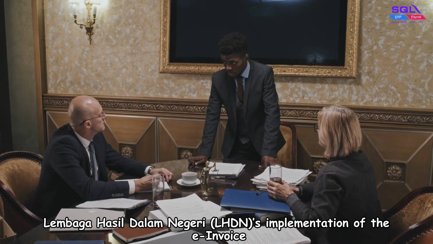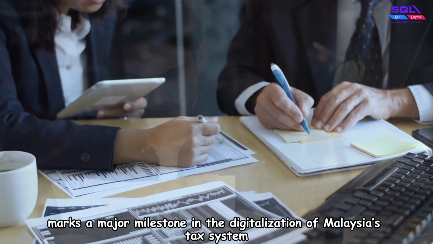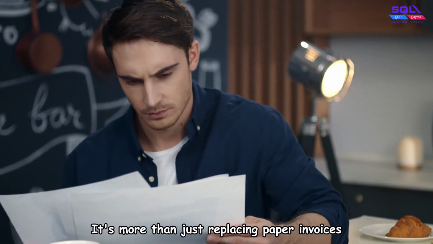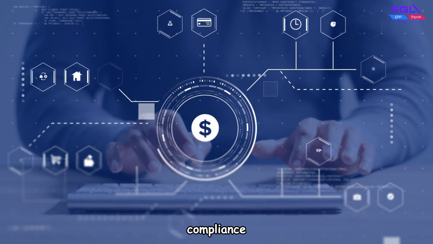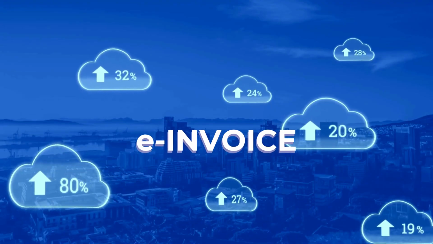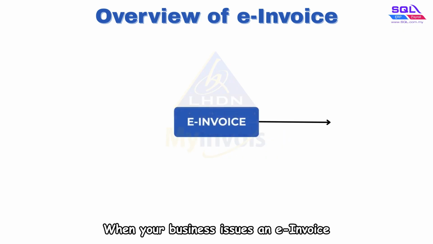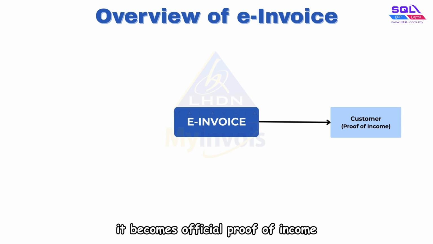LHDN's implementation of the e-invoice marks a major milestone in the digitalization of Malaysia's tax system. It's more than just replacing paper invoices, it's about enhancing transparency, compliance, and efficiency in business transactions. An e-invoice is a structured digital document submitted directly to LHDN. When your business issues an e-invoice, it becomes official proof of income.